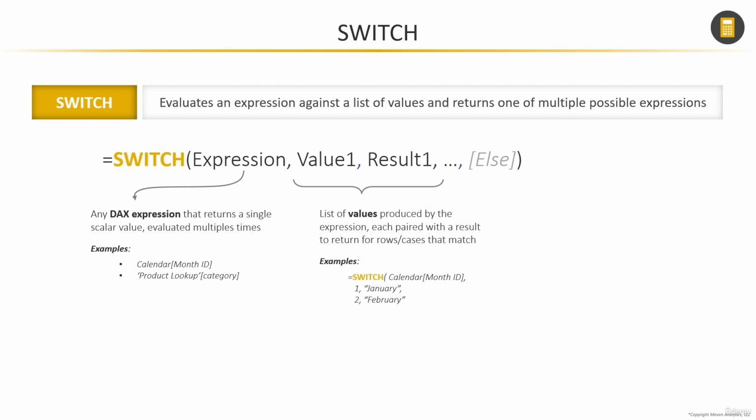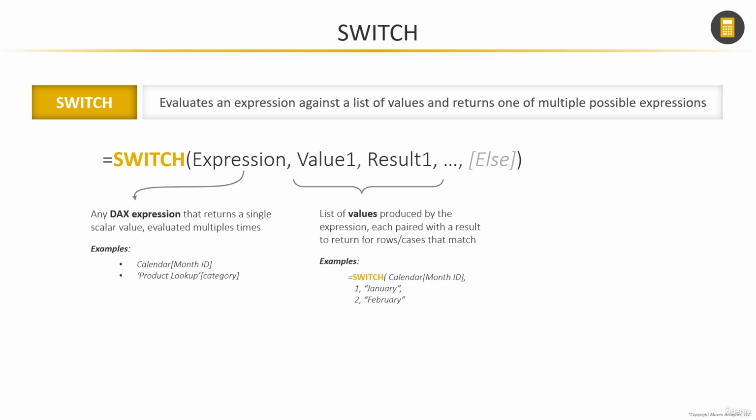One thing to keep in mind here is that the match has to be exact. You can't use comparison operators like greater than or less than. You have to use equal to. You see here that we start off this expression with switch, and then the expression that we want to evaluate is the calendar month ID. So where the calendar month ID equals 1, the result we want to return is January. Where the calendar month ID equals 2, the result we want to return is February. Where it equals 3, it would be March, and so on and so forth. So pretty easy to understand.